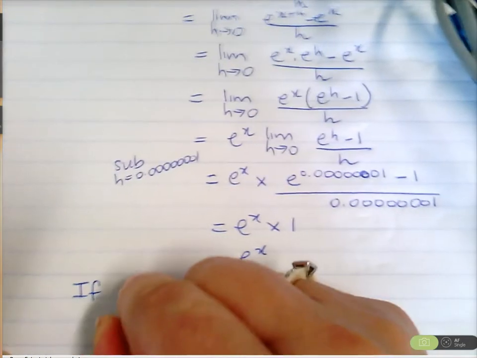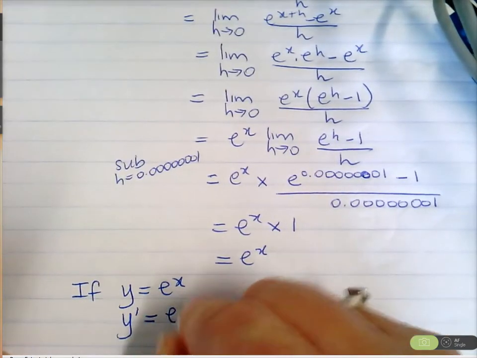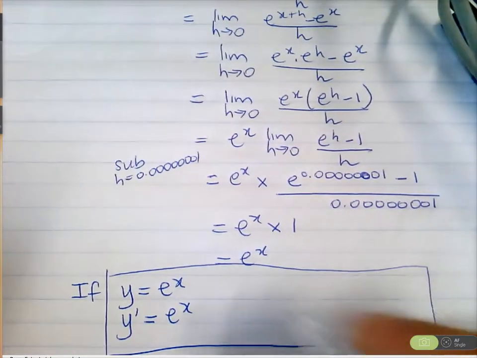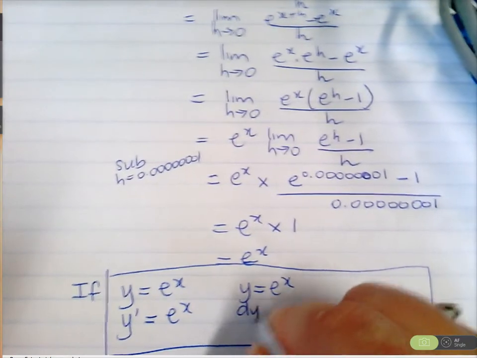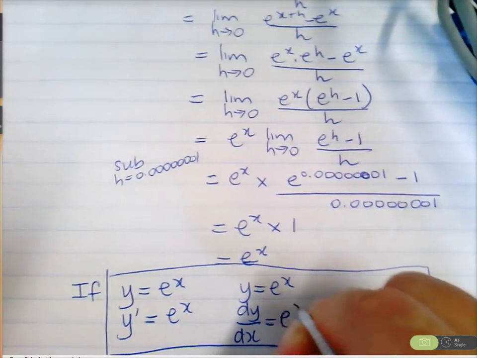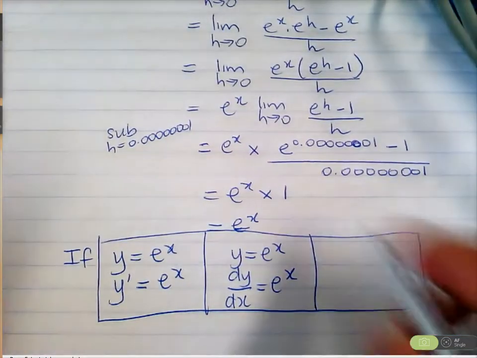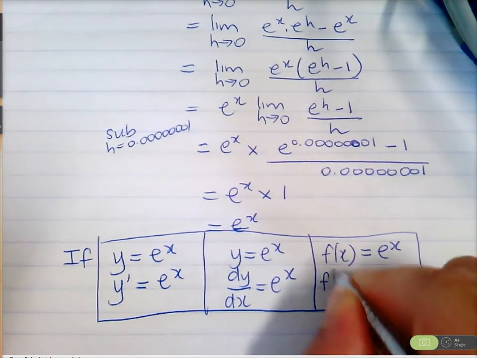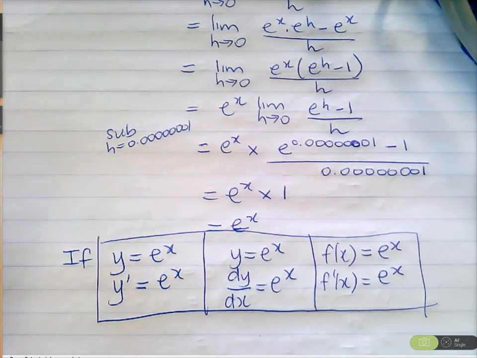If y is e to the x, then y dashed is also e to the x. Or you can write it as, if y is e to the x, then dy/dx is e to the x. Remember, there are 3 ways of writing it. Or you could write it as follows: if f(x) is e to the x, then f'(x) is also e to the x. Can you see why?